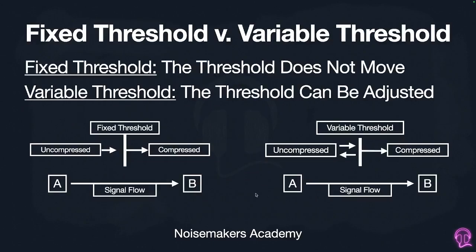And so what's a fixed threshold versus a variable threshold? Well, a fixed threshold is exactly what it sounds like. The threshold just doesn't move, okay? And a variable threshold is exactly the opposite. The threshold can be adjusted. And here are some graphics to demonstrate that.